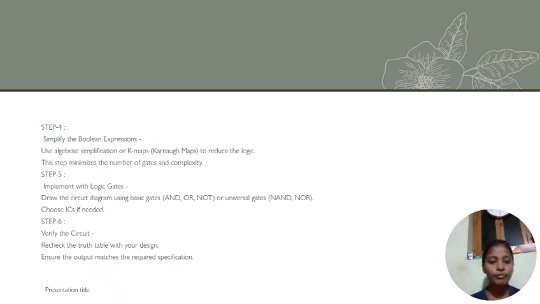Step 5, implement with logic gates and draw the circuit diagram using basic gates AND, OR, NOT, or universal gates NAND and NOR. Choose ICs if needed. And the sixth step is to verify the circuit. Recheck the truth table with your design and ensure the output matches the required specification.